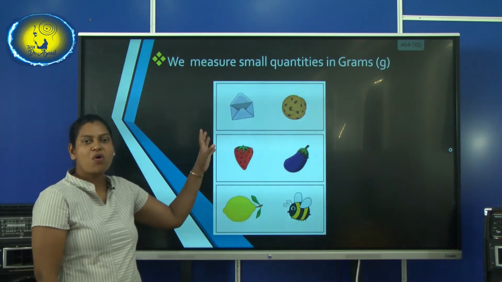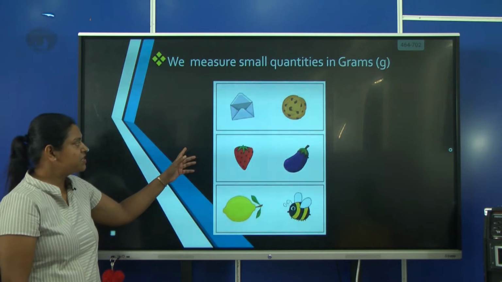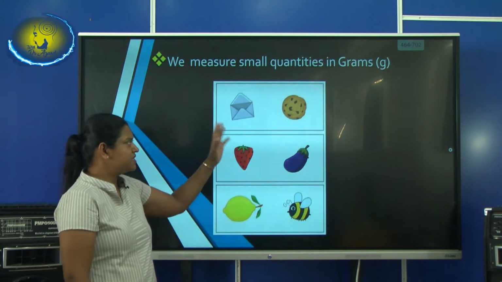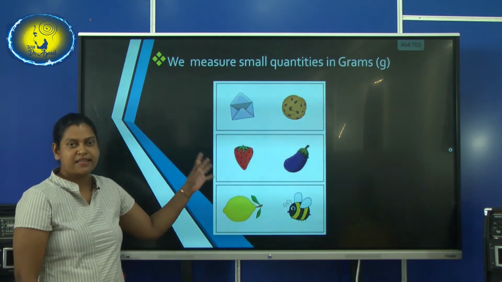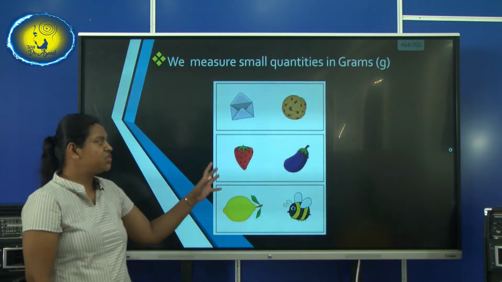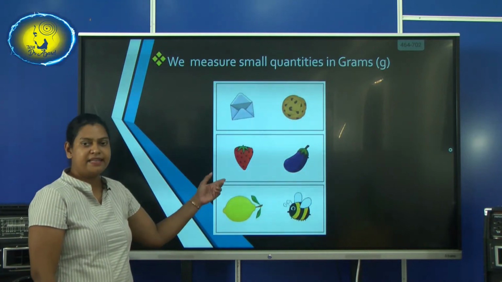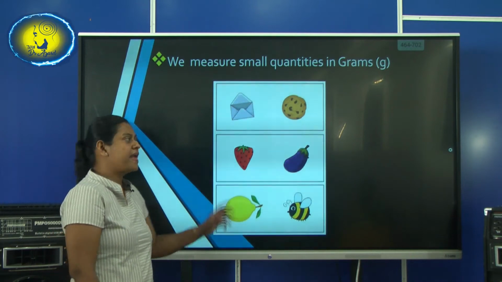We measure small quantities in grams. Look at this picture. These objects are light weights. So, we can measure these objects in grams.